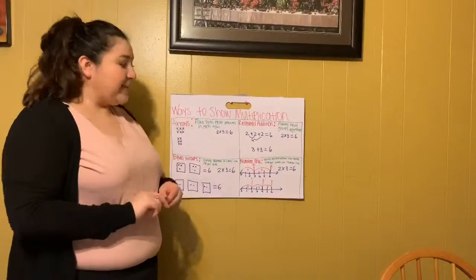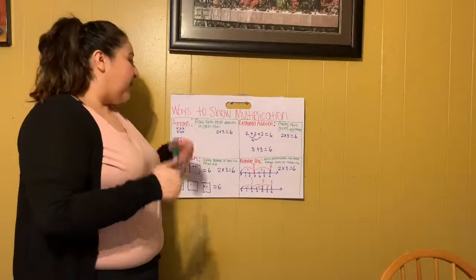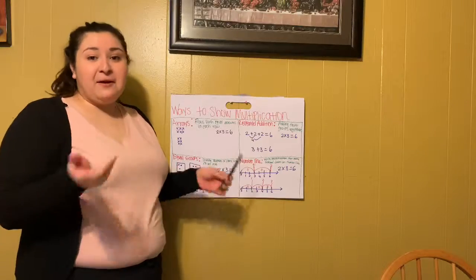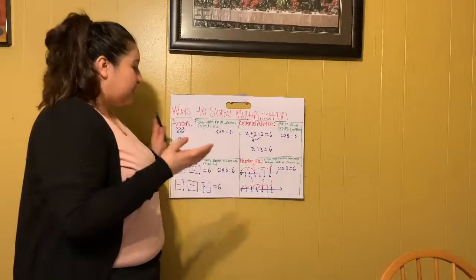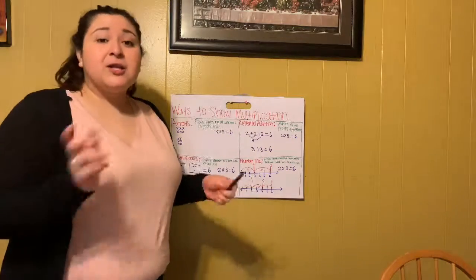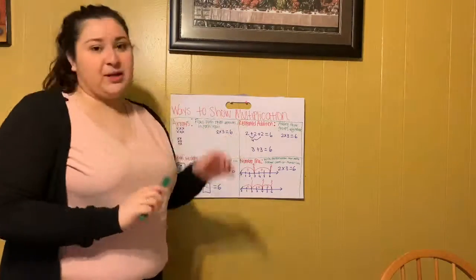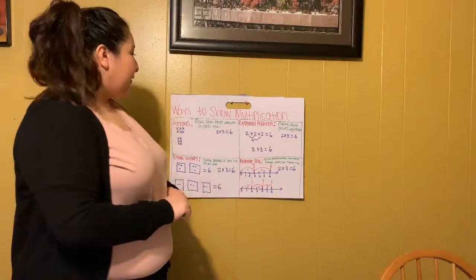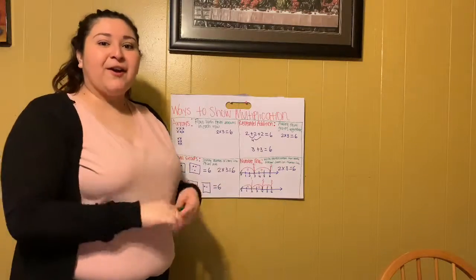Now these were our 4 ways to show our multiplication. Now there are 4 different ways, so for any multiplication problem you can choose the one you are comfortable with, or you can even use a second one to check your work. If you use the arrays, you can use repeated addition to check your array. So that is our ways to show multiplication. I hope you enjoyed our little lesson.